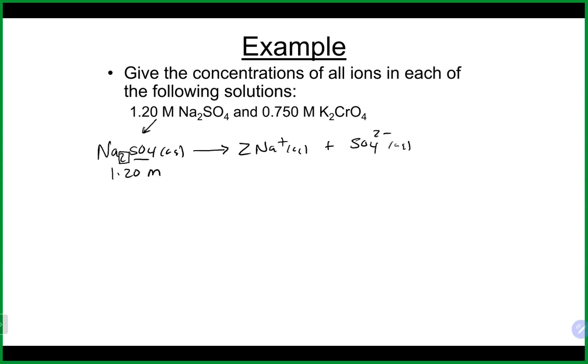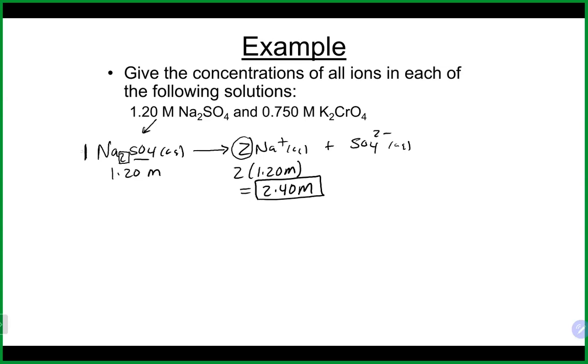So once again, as we were talking about, we can use a stoichiometry sort of relationship. For every one of the whole things, we get 2 of the sodium ions floating around. So we take 2 times the concentration of the whole thing, and that will get us 2.4 molar, which would be the concentration of the sodium ions.